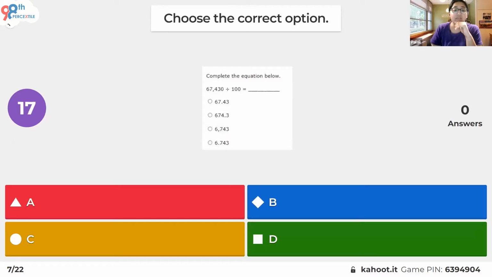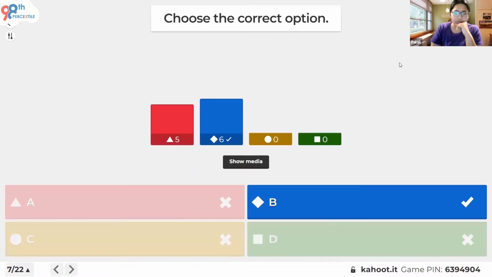Okay, 67430, 67,430 is to be divided by 100. Place your answers quickly, everyone. Let's see. Time is running out. Okay. Oh, there's a very split kind of an answer I'm getting over here.